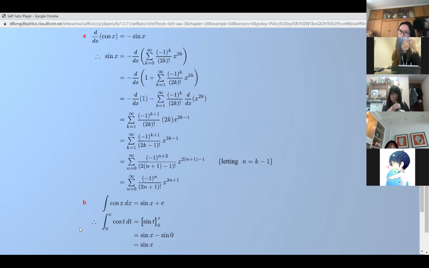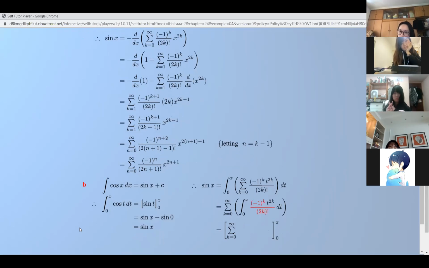So, we replace cosine t in this integral with its Maclaurin series. And then to integrate term by term, we move the integration inside the summation. To integrate a polynomial term, we have the coefficient, we add 1 to the power of t, and we divide by the new power. We can tidy the denominator by including the factor 2k plus 1 in the factorial.